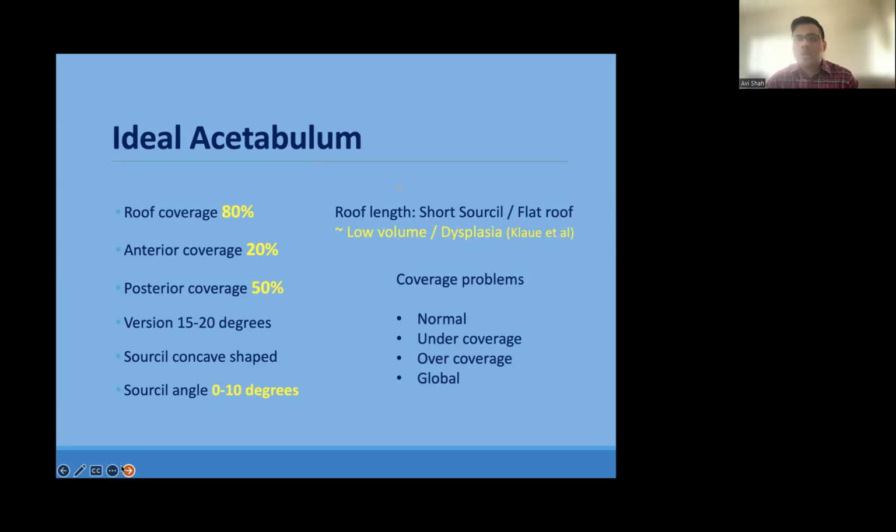Our version should be around 15 to 20 degrees. The sourcil should be concave and the angle around 0 to 10 degrees. We also need to check the roof length. Sometimes we can have a short sourcil or a flat roof, which is indicative of low volume or dysplasia. So based on this, we get an idea of the coverage problems that we can have: either normal coverage, under, over, or a complete global under or over coverage.